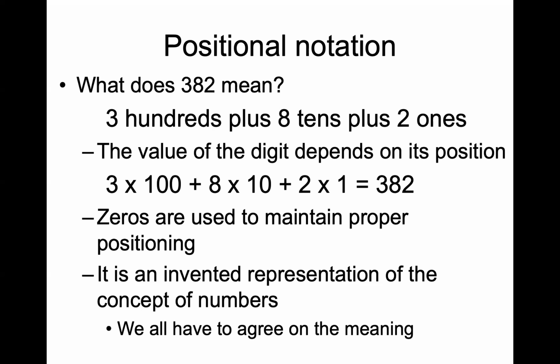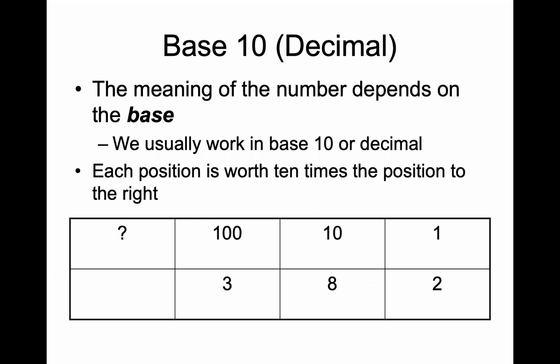So we want to start making a distinction between these two different things. One of the first ways that we're going to start looking to generalize what's going on here is by looking at different bases. The meaning of a number in a positional number system depends on the base. And the base just means what is the multiplier that you use to get from one position to the next.